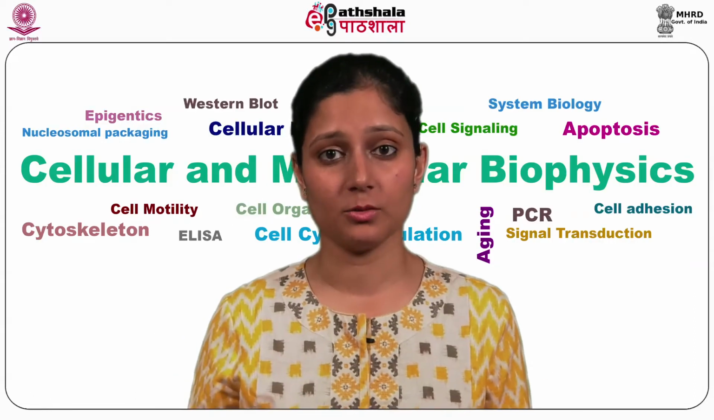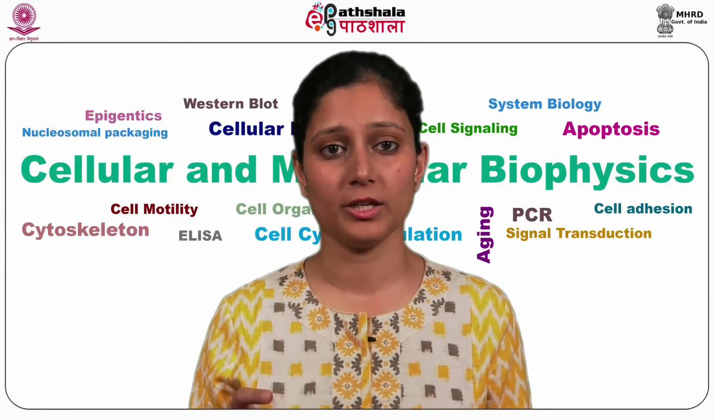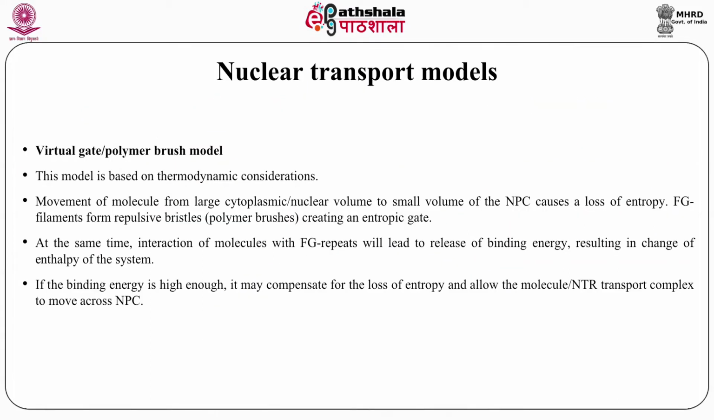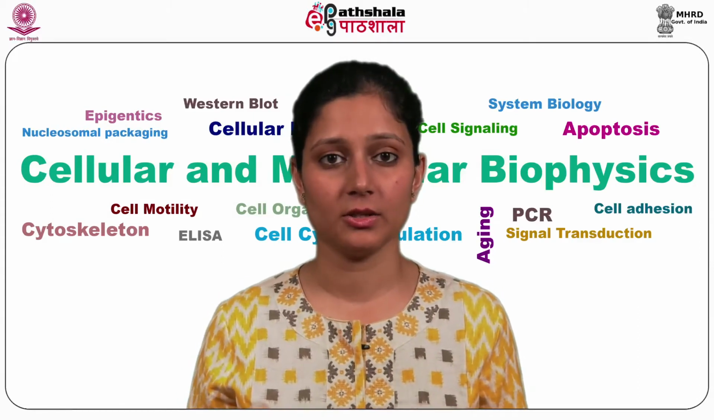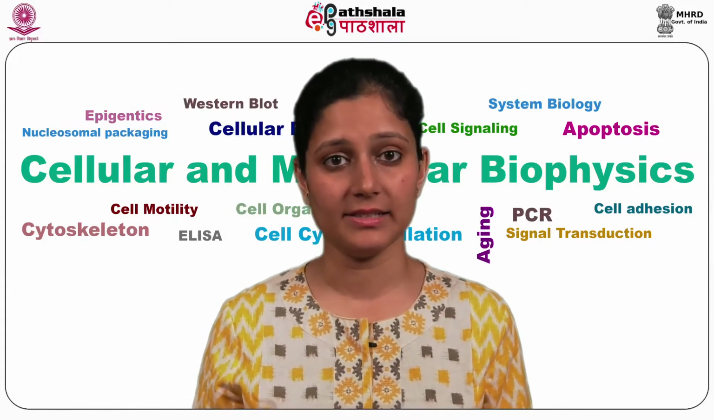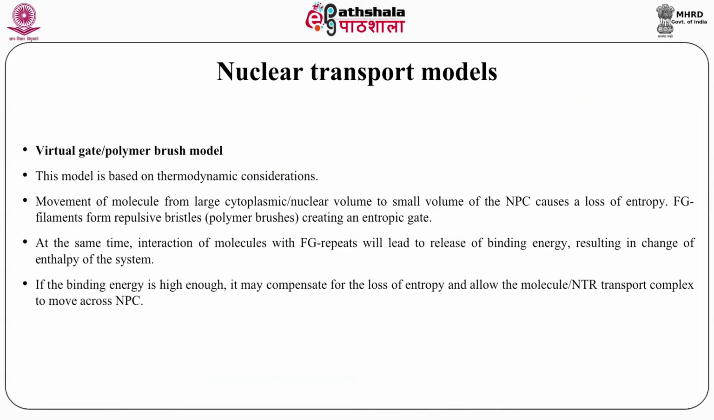The movement of molecules from large cytoplasmic or nuclear volume to a small volume of the NPC causes a loss of entropy. FG filaments form repulsive bristles or polymer brushes, creating an entropic gate. At the same time, interaction of molecules with FG repeats will lead to release of binding energy, resulting in change of enthalpy of the system. If the binding energy is high enough, it may compensate for the loss of entropy and allow the molecule or NTR transport complex to move across NPC.